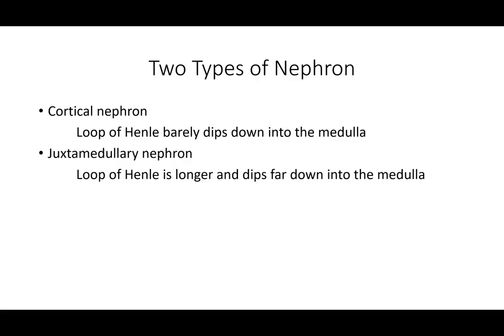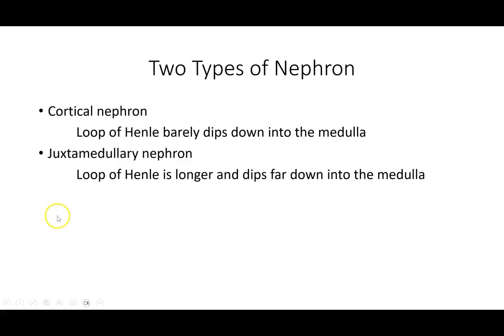There are a couple different types of nephrons that are found in the kidneys, depending on their location within either the cortex or medulla. So we have cortical nephrons. So these are nephrons that are going to be found primarily in the cortex region of the kidney. So this is where the loop of Henle barely dips down into that medullary region. And then we have juxtamedullary nephrons. So this is where we're going to have that loop of Henle, or the nephron loop, is much, much longer and is going to dip a lot further down into the medulla region.